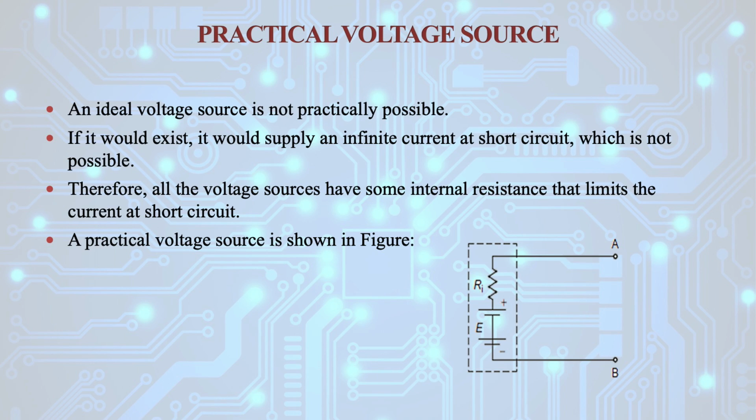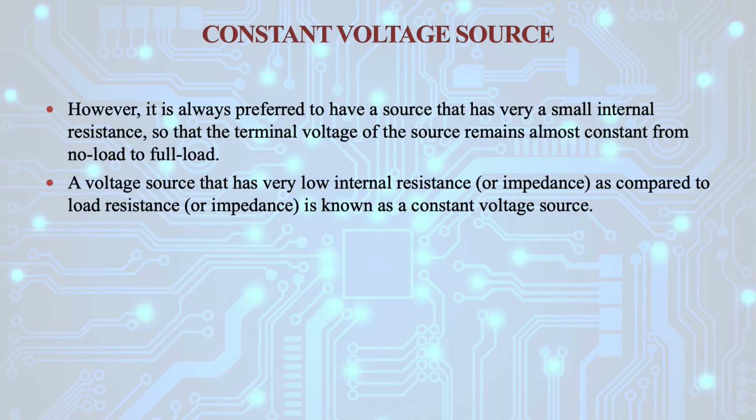Now we have to understand what is a practical voltage source. An ideal voltage source is not practically possible. If it would exist, it would supply an infinite current at short circuit, which is not possible. Therefore, all the voltage sources have some internal resistance that limits the current at short circuit condition. A practical voltage source is shown in the figure, which has voltage source E and internal resistance Ri connected in series. However, it is always preferred to have a source that has very small internal resistance, so that the terminal voltage of the source remains almost constant from no load to full load.